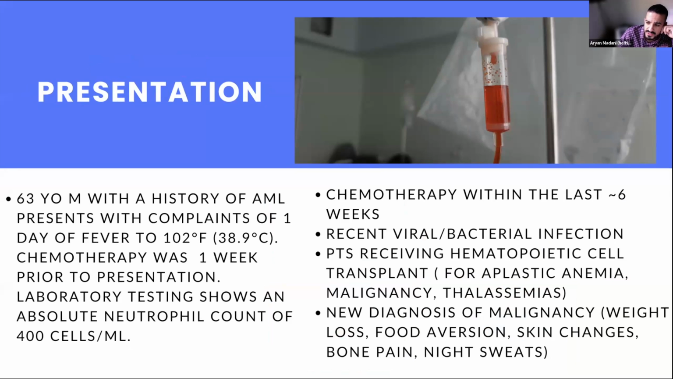So you want to consider this in patients who just recently started chemotherapy, patients with recent viral or bacterial infections, patients receiving hematopoietic cell transplants for aplastic malignancies or thalassemias, and also just considering new diagnoses of malignancy. So when you're getting a history, think about weight loss, food aversion, skin changes, bone pain, night sweats, and even potential lymphadenopathy.